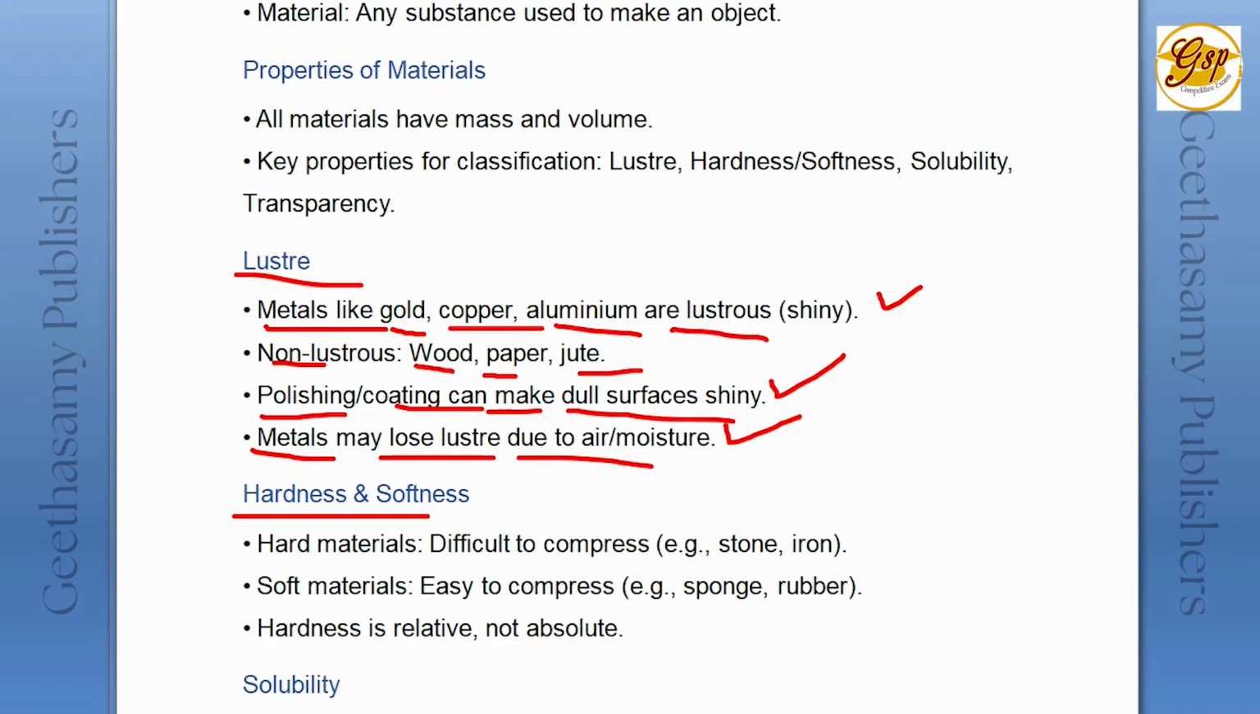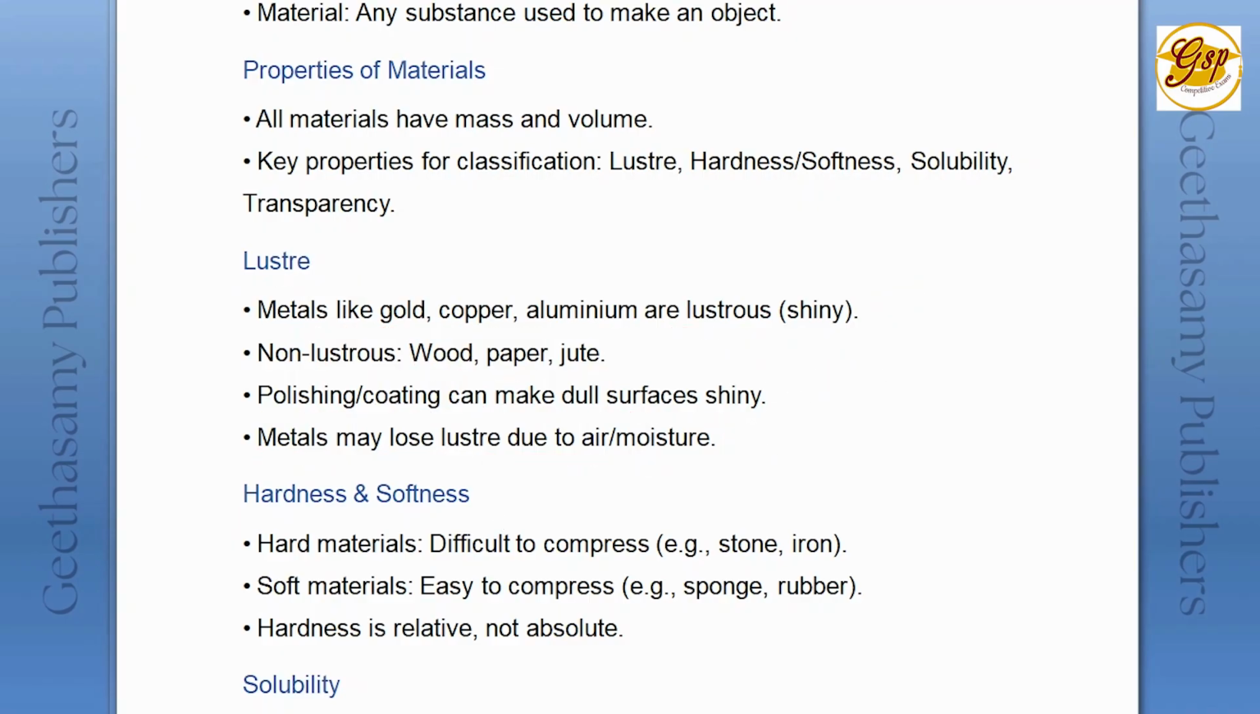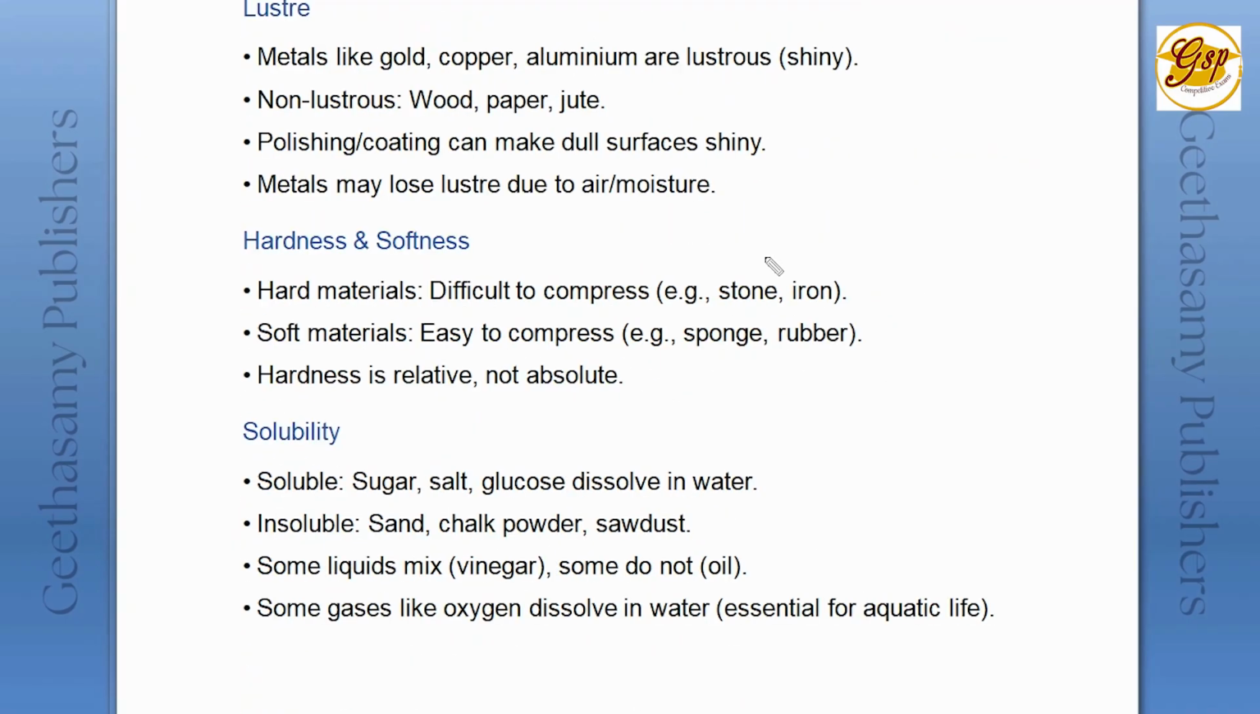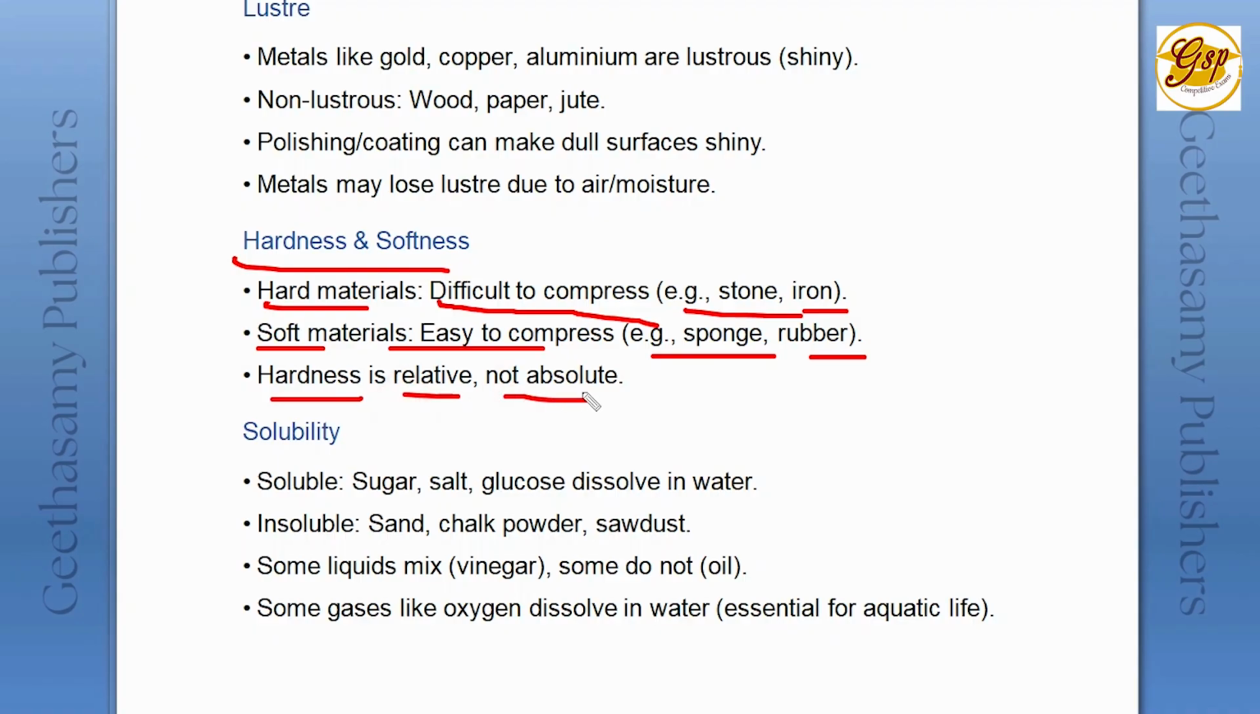Then hardness and softness. Hard material is difficult to compress, that is stone and iron. Soft material is easy to compress, that is sponge and rubber. Hardness is relative, not absolute.